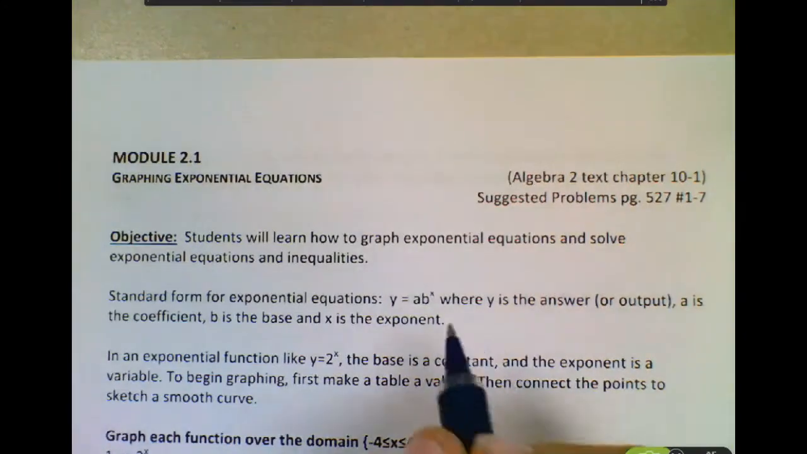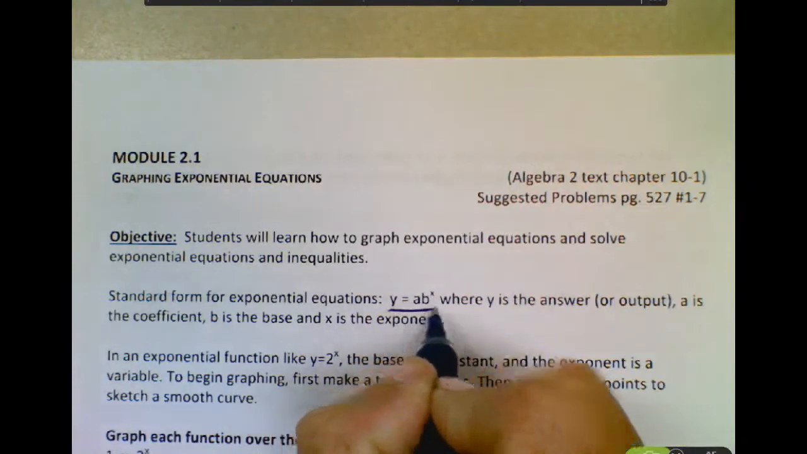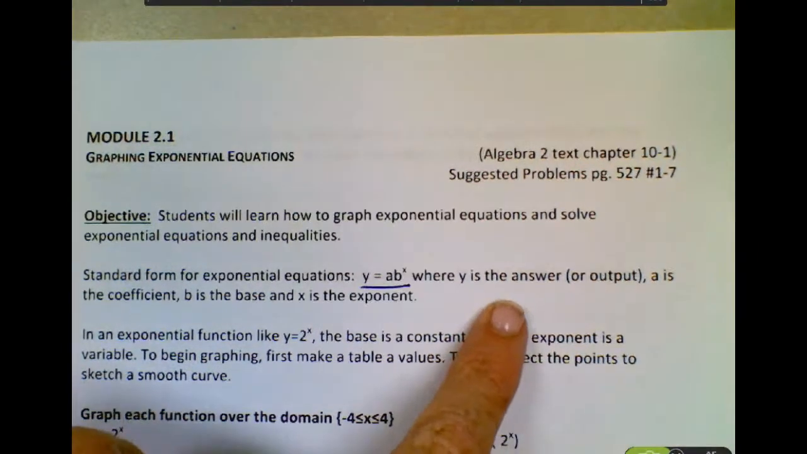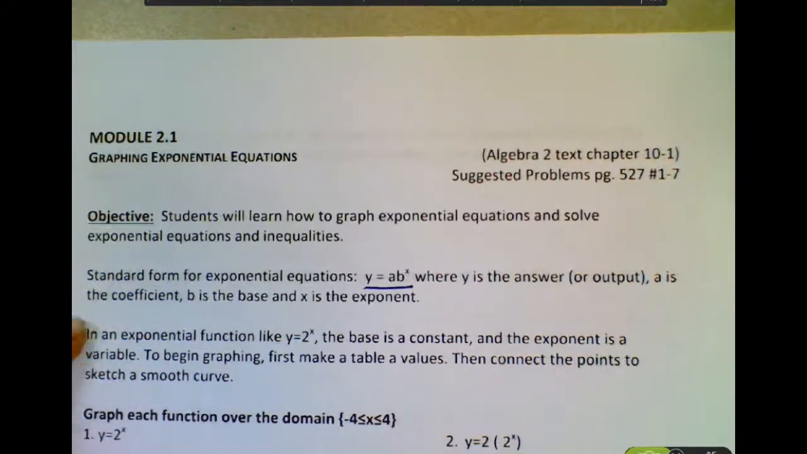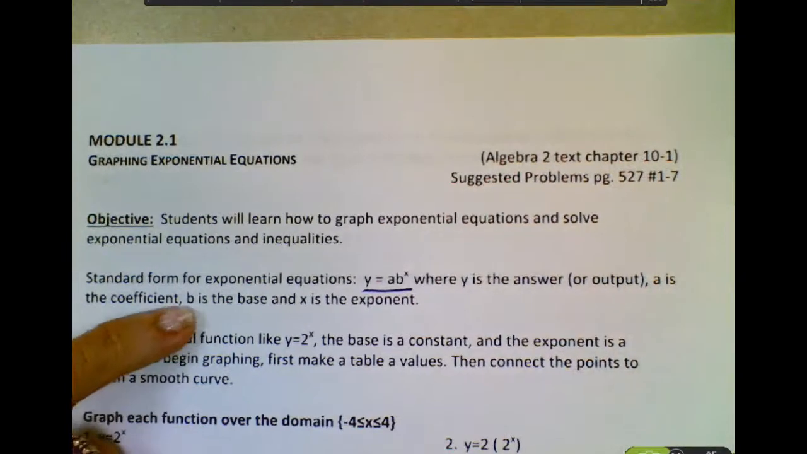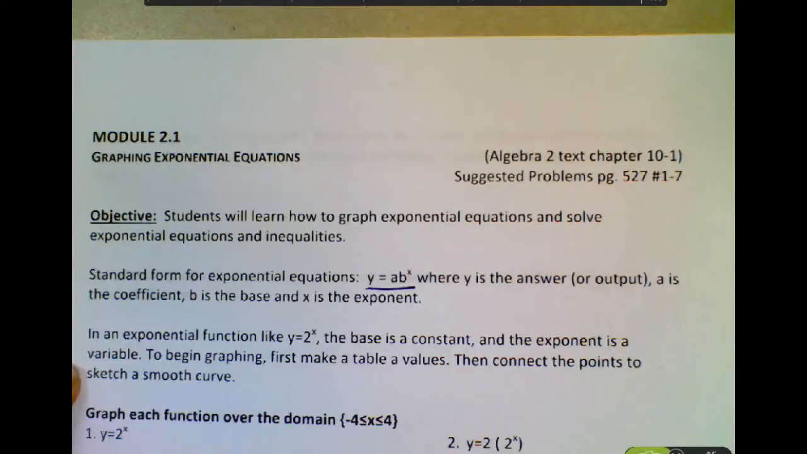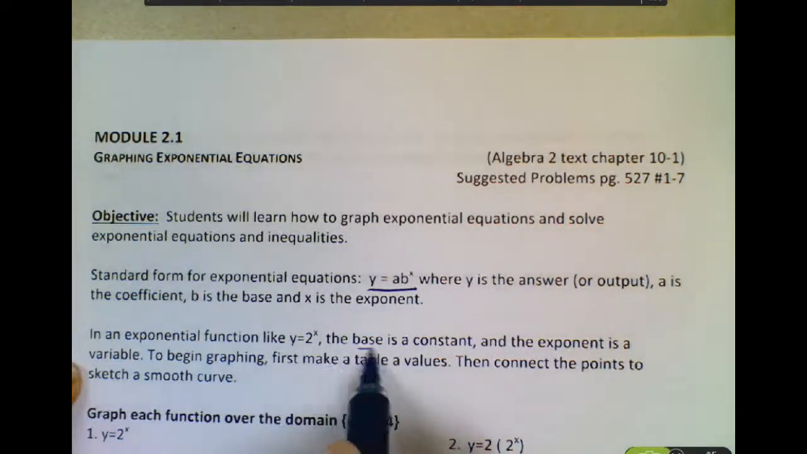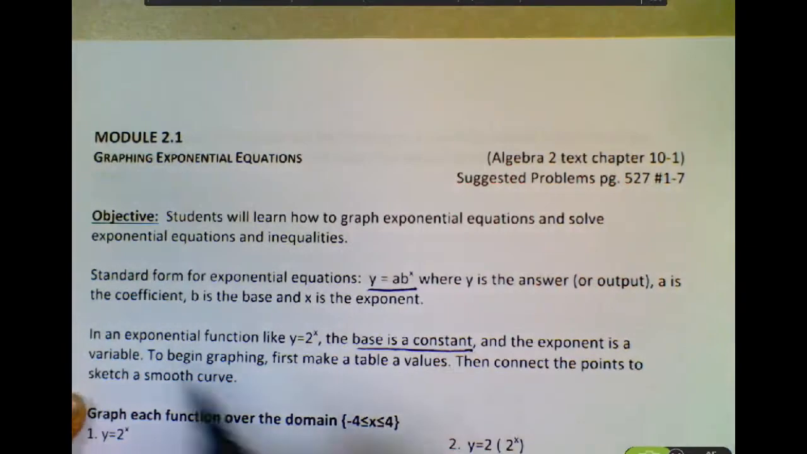So the standard form for exponential equations is y equals ab to the x power, where y is the answer, or our output, a is the coefficient, the multiplier out in the front, b is the base, and x is the exponent. In an exponential function like y equals 2^x, the base is constant, and the exponent is a variable.